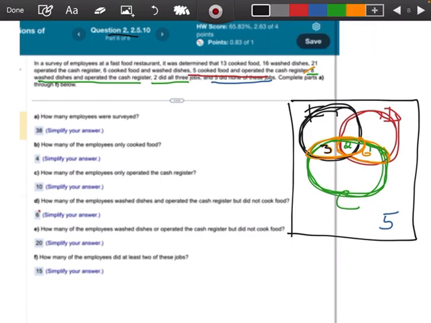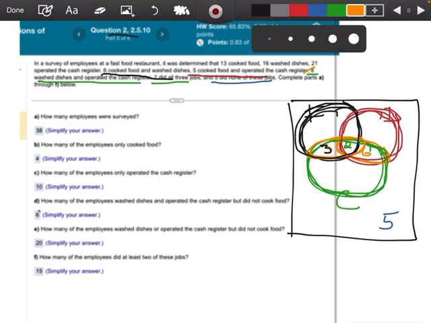And then we have 6 people cooked food and washed dishes. So here's my cooked food, and here's my washed dishes. Those 2 circles overlap right here, and that has to give me a total of 6. Well, if I got 2 in the middle right here, let me write that again in black. If 2 is right here in the middle, that's going to have to be 4 because that's going to give me my 6.